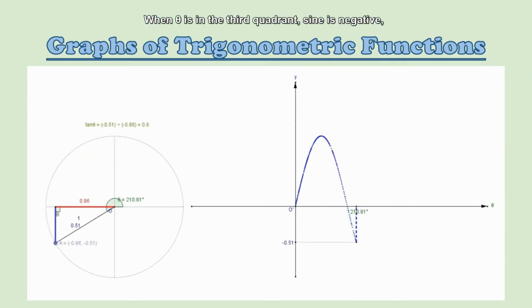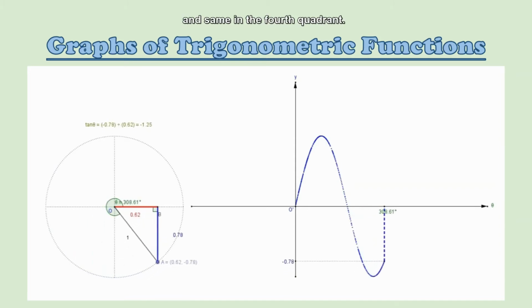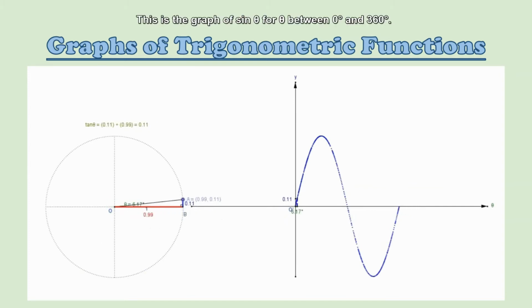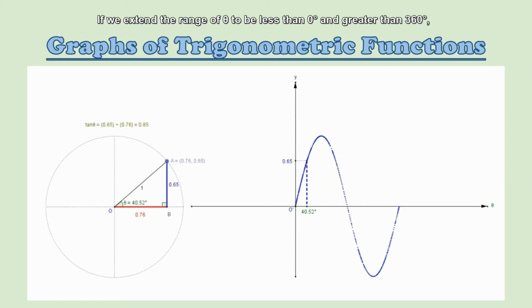When theta is in the third quadrant, sine is negative, and same in the fourth quadrant. This is the graph of sine theta for theta between 0 and 360 degrees. If we extend the range of theta to be less than 0 degrees and greater than 360 degrees, the graph of the sine function will be like this.